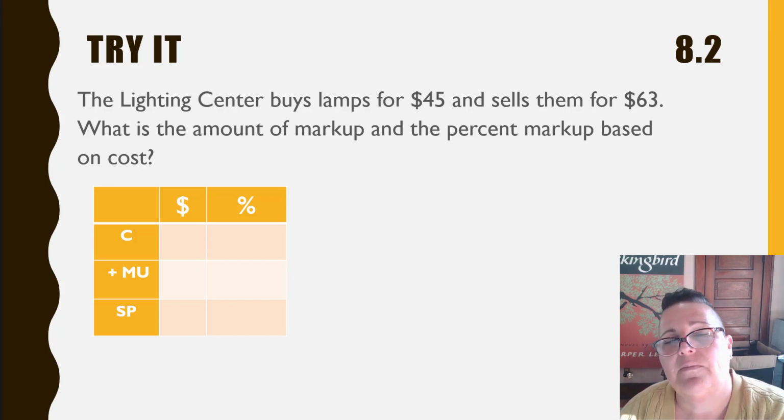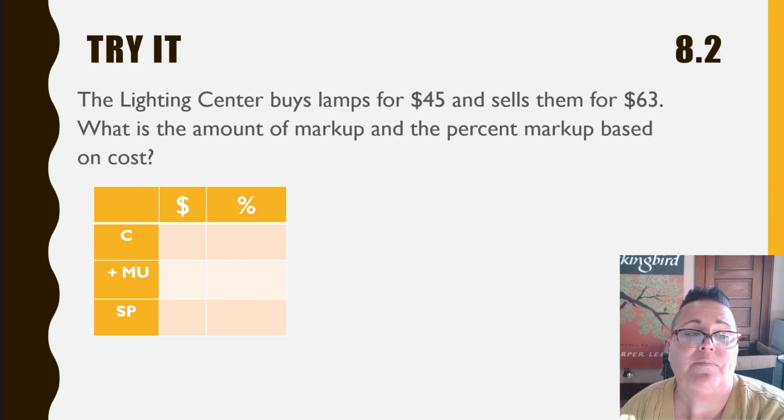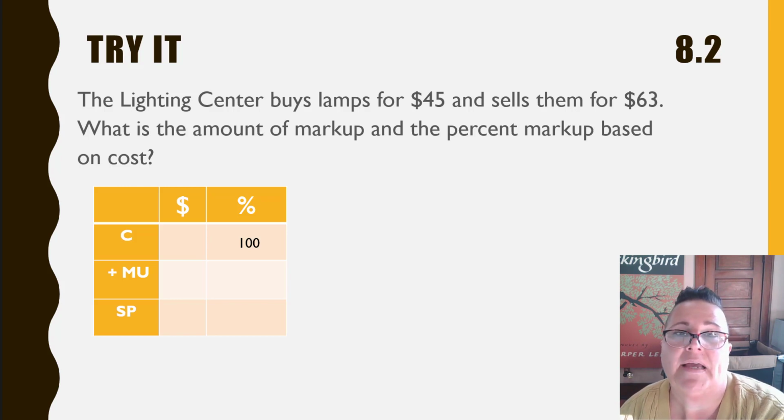Because this is a markup based on cost, I'm going to put 100% where the cost is. So the cost percent is 100. That placement is automatic, and I know it. Then I'm going to go back and mine the rest of my information from the word problem. The Lighting Center buys lamps for $45. So I know the cost to the Lighting Center is $45, and it sells them for $63. So the selling price of the lamps is $63. So the dollars are 63.